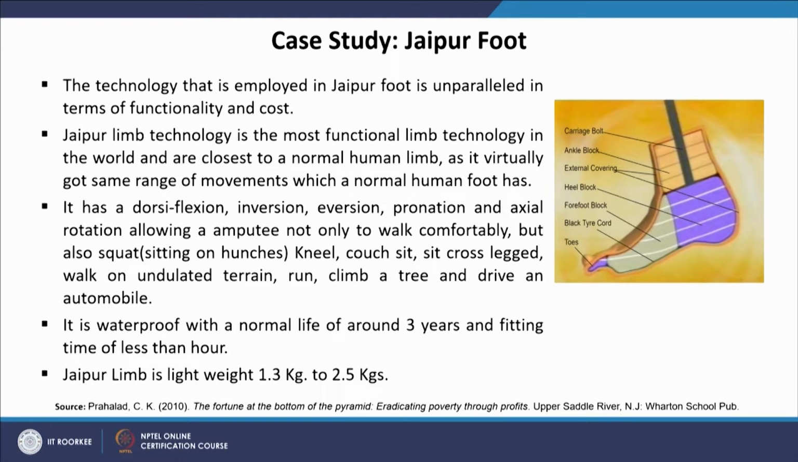It has dorsiflexion, inversion, eversion, pronation and axial rotation, allowing an amputee not only to walk comfortably but also squat, sit on haunches, kneel, crouch, sit cross-legged, walk on undulated terrain, run, climb a tree and drive an automobile. I have seen their video.